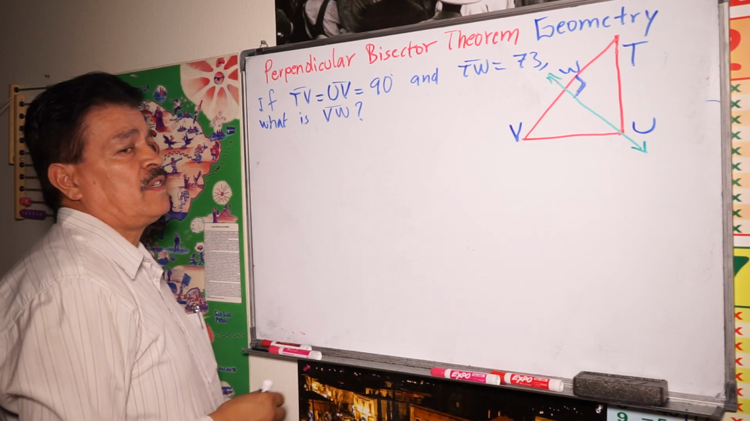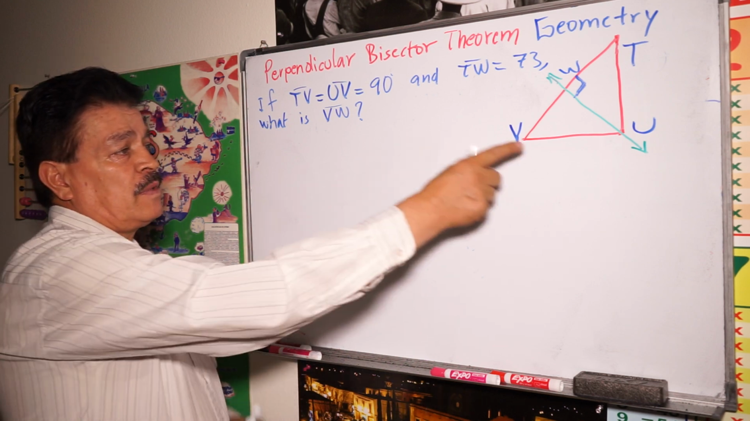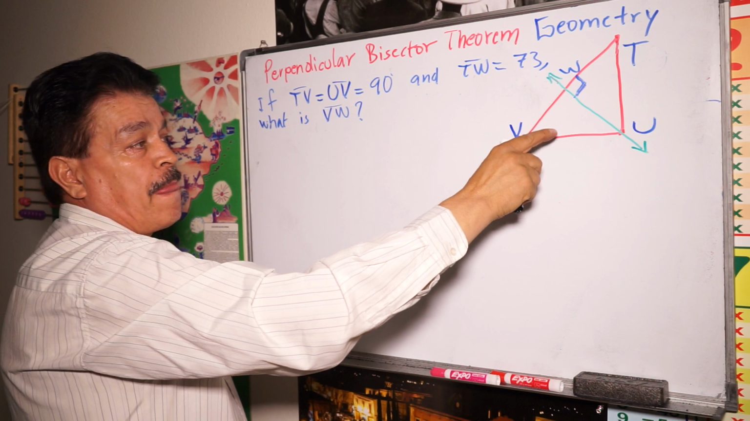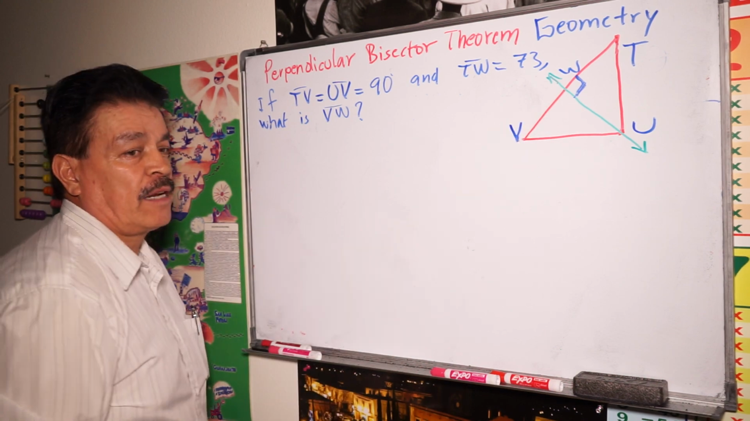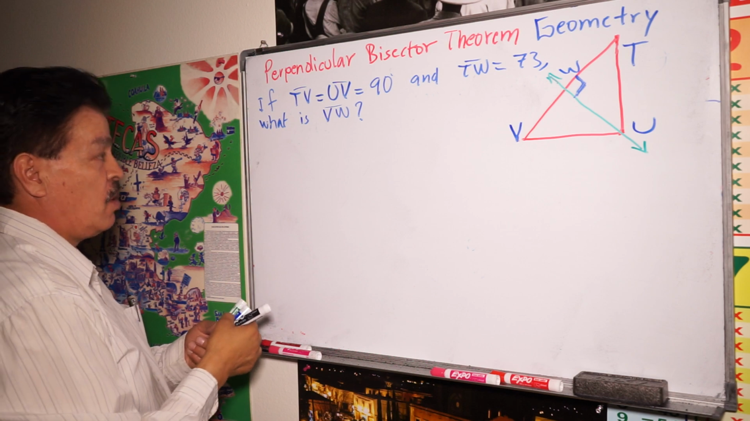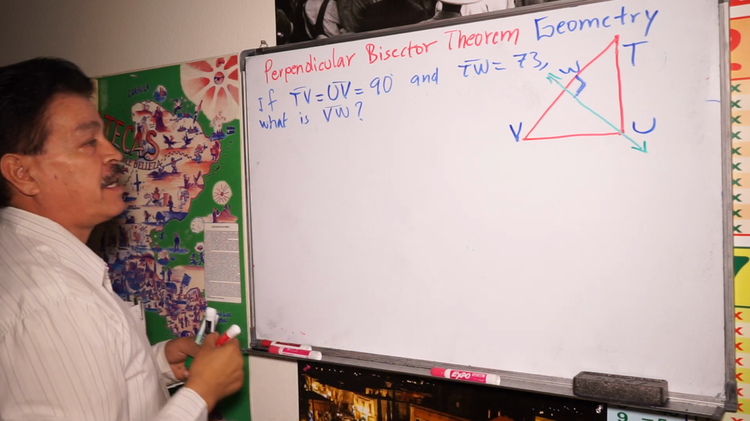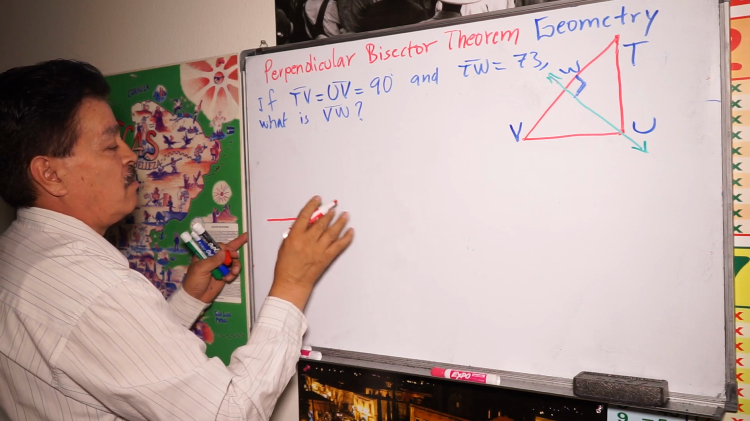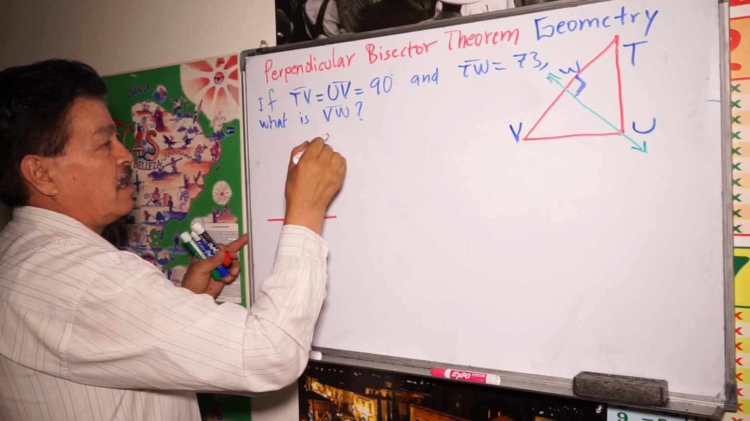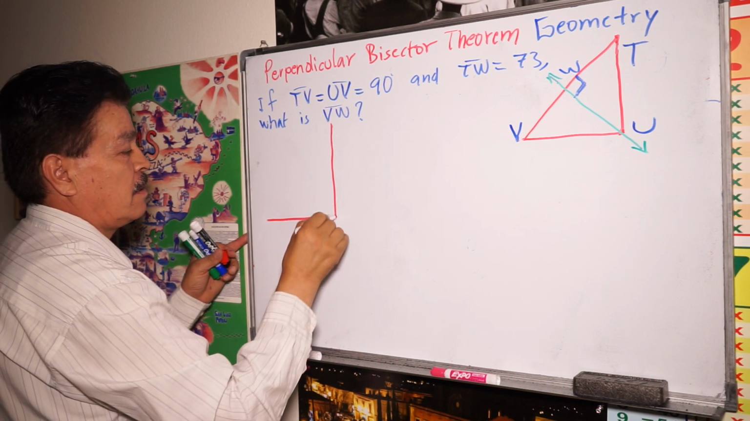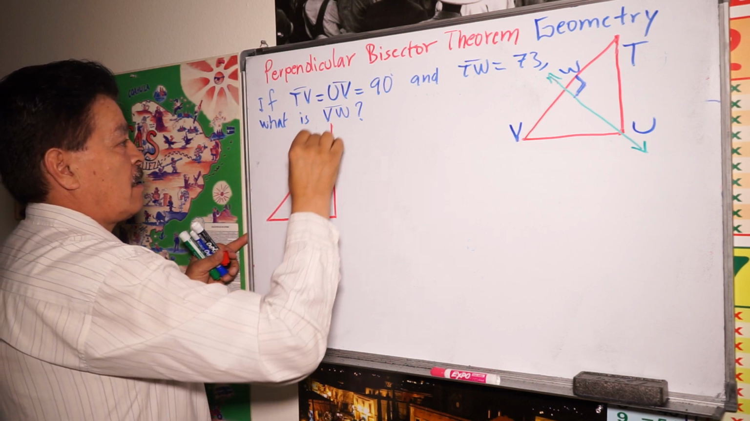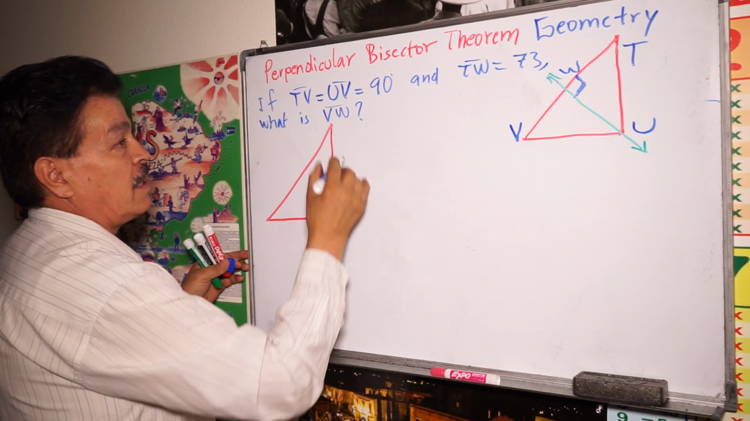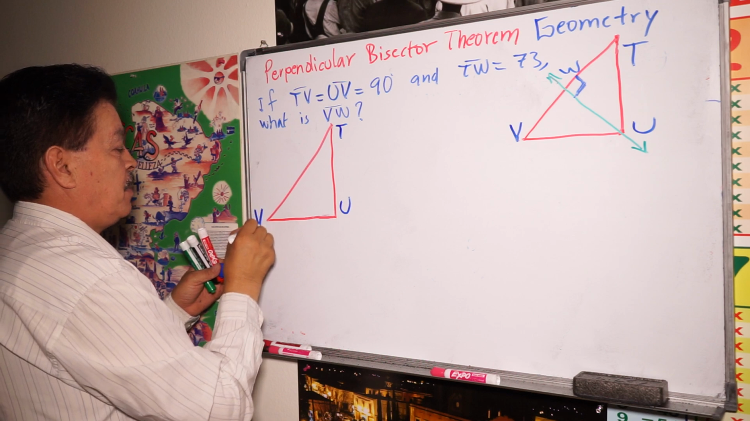So the first step is labeling the diagram according to the information given in the problem. So we need to write the numbers in that triangle. I'm going to draw another triangle like that, with numbers. All right? Like that. So this is U, this is T, this is B, for now.